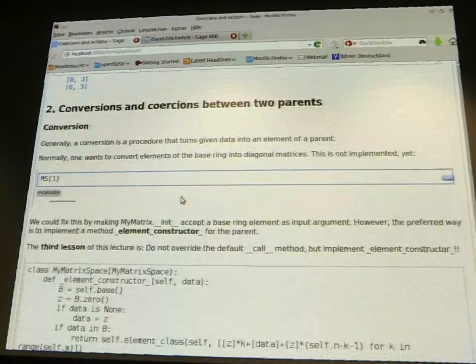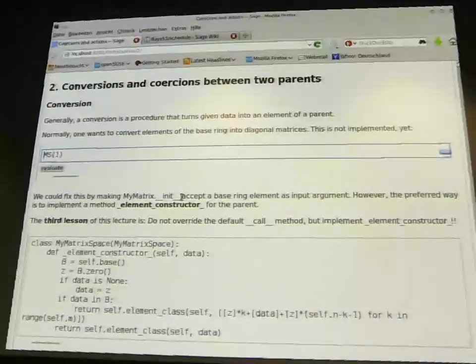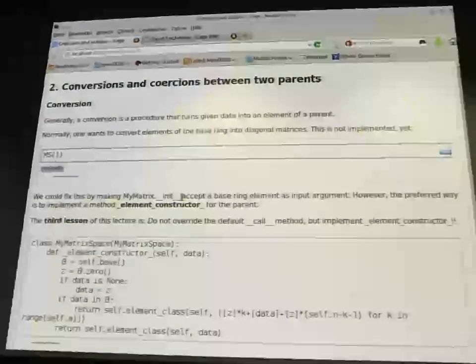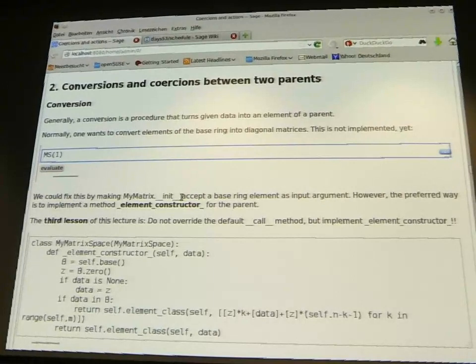And the second part will be about conversions and coercions between two parents. So first, what is a conversion? Conversion is a very general notion. It simply is any procedure that takes data and returns an element of the parent or raises an error. It's not necessary that it will convert any data, just some data.